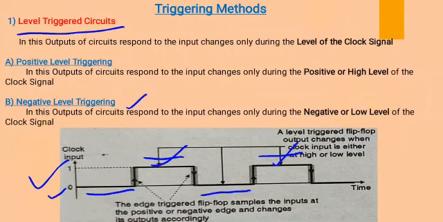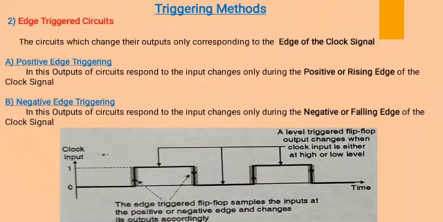In negative level triggering, the output responds to the input changes only during the negative or low level of the clock signal, means this level and this level. So this is about level triggering.